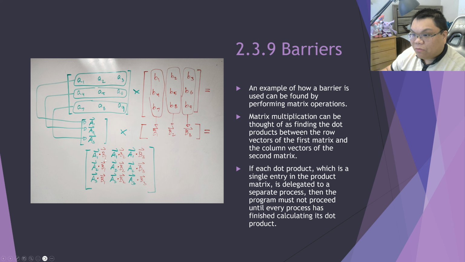So in this example, we might delegate each of these dot product operations to one process. The point is this: we cannot advance to the next step if this product is involved in some other computation. We cannot proceed to the next step until every entry in this product matrix has been computed. So that's what a barrier is for. It makes sure that we don't proceed to the next step until every process is ready to go to the next step.